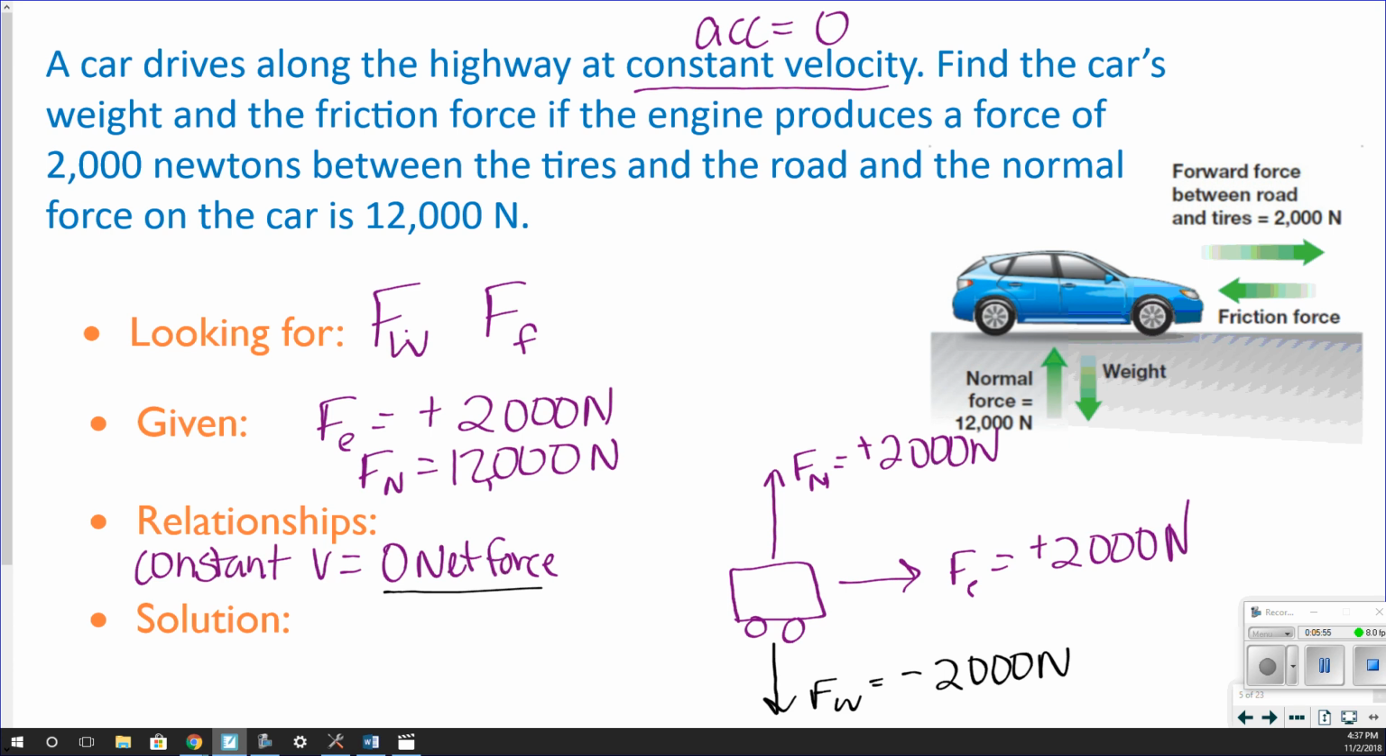And I realized I put 2,000 for both of them. We should have, oopsie, 12,000 for our normal force. And then we will have the force of our friction. That will equal 2,000 newtons as well. However, if the force of the engine is positive, our force of friction must be negative to counteract that. So we would have a net force of 0 here.